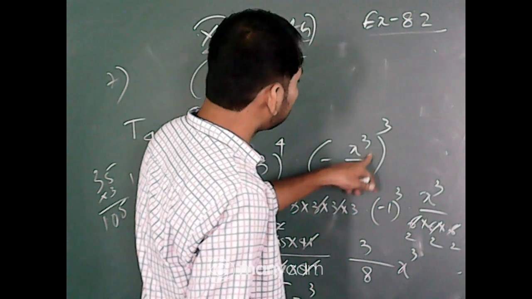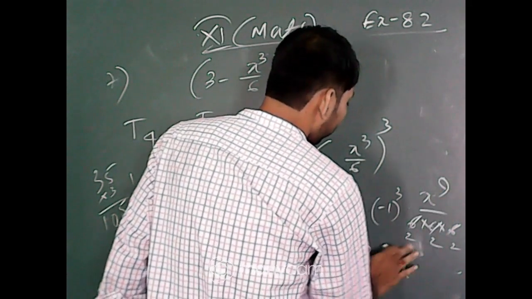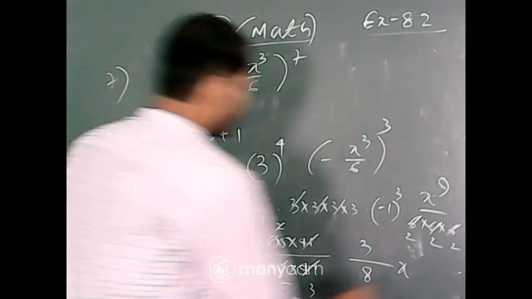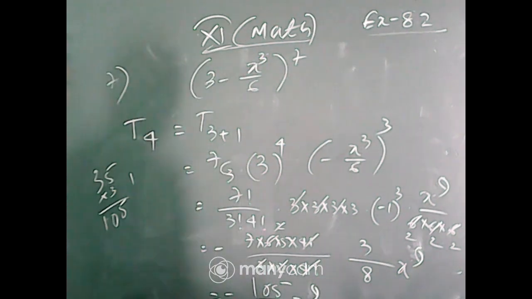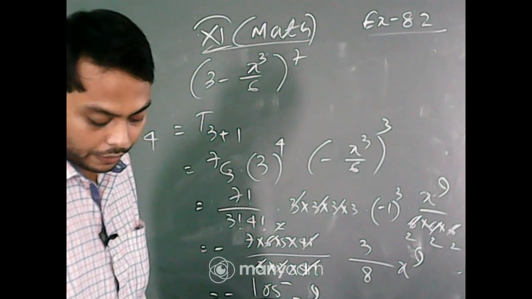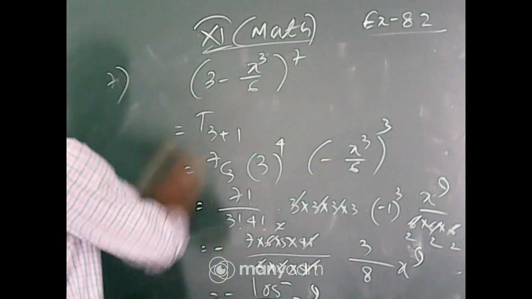Sorry, here it will be x cube to the power 3. So here it will be x to the power 9. Okay, just do one correction. Here x cube to the power 3, so it will be x to the power 9. So the answer is minus 105 by 8 into x to the power 9. That is our T4. This is the first middle term.